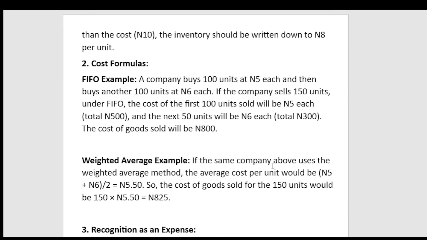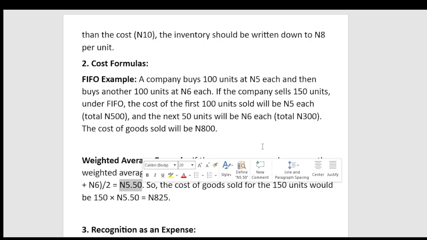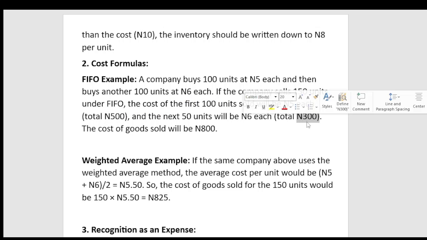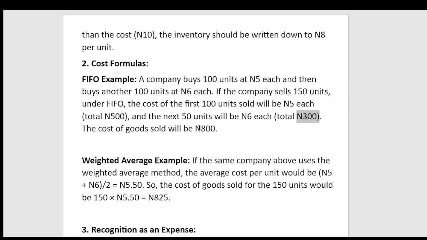Weighted average says that if the same company uses the weighted average, the average cost per unit would be 5 plus 6 divided by 2. You now get the price to use. Remember, the first one, the price is 5 naira each. That gives you a total of this. The second one is 6 naira each. That gives a total of this. You add this figure here to now give you 800 naira. All right, good. They are added together, but in weighted average it is not so.